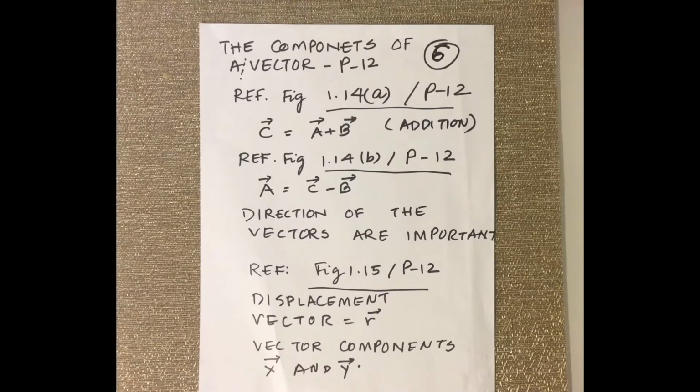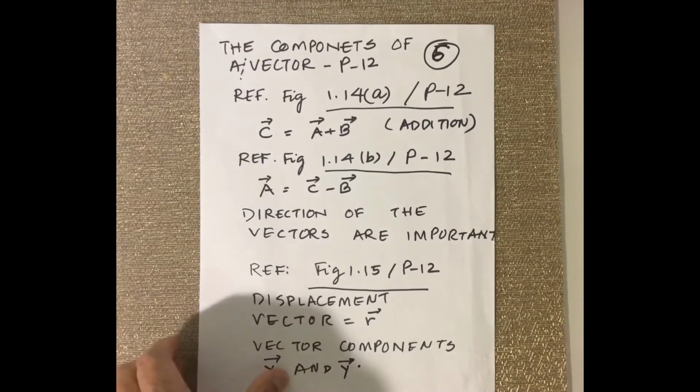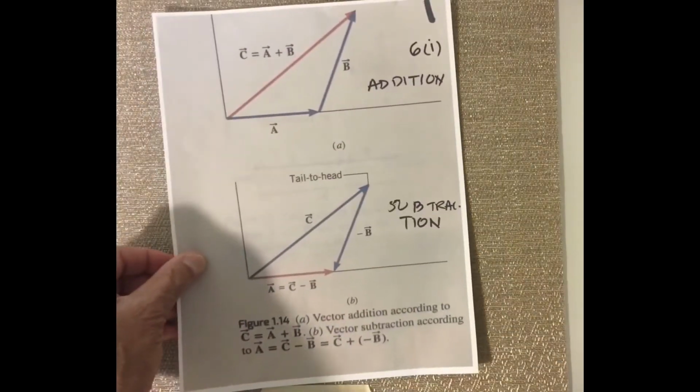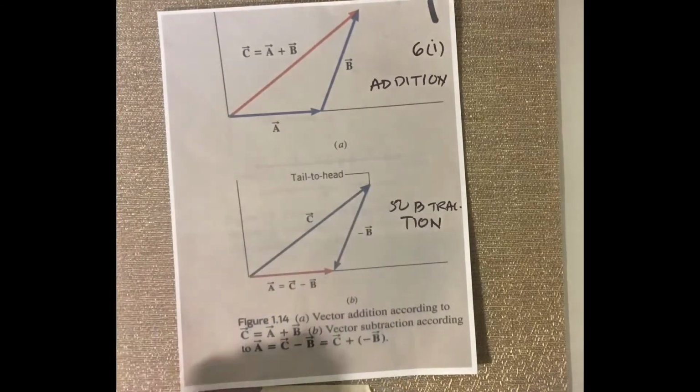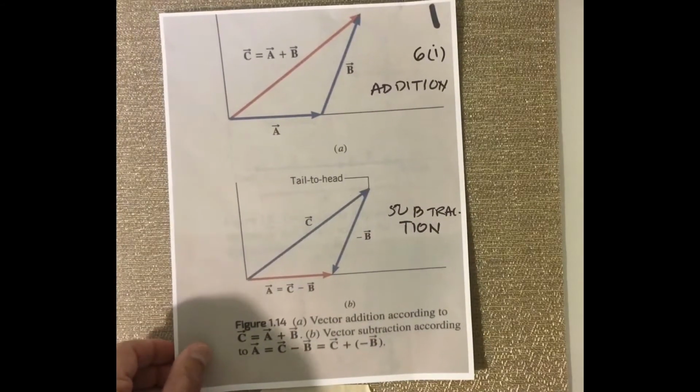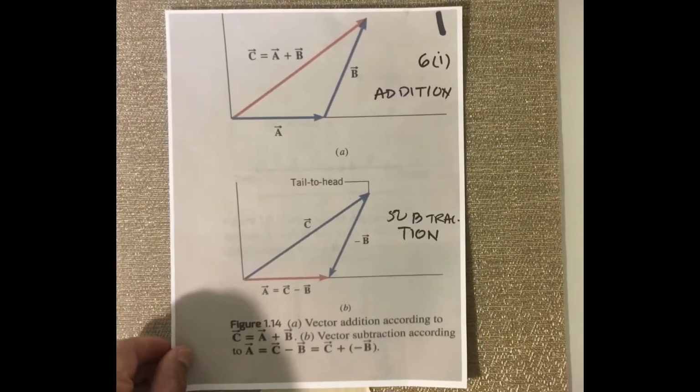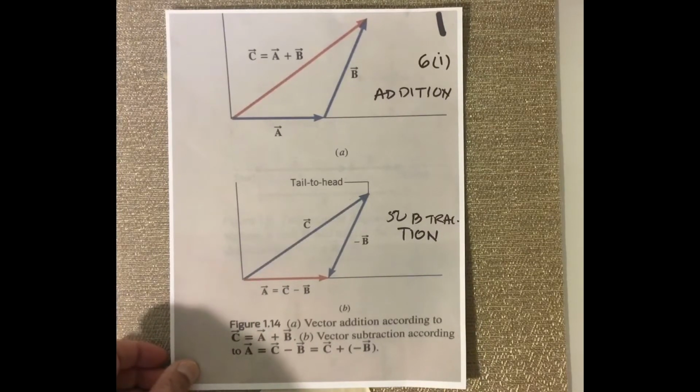Now look for the next figure. You have 1.5, the same page. Here the displacement vector is r and the vector components are x and y. Just to show you the pictures, or the figures you have in your book, I just enlarged it. You can look into that. Addition and subtraction, as I mentioned in there.